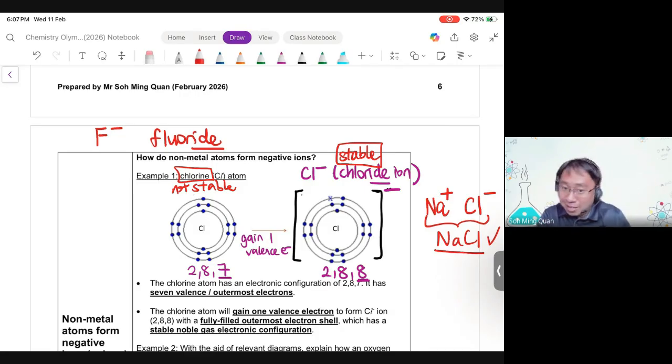But F- is different, right? F- means my 2,7 has gained 1 electron, and is now 2,8. 2,8 is stable, with a fully filled outermost electron shell. That's why fluoride is stable enough to be put into your toothpaste. Okay? So fluorine, fluoride. Chlorine, chloride. They are not the same things.